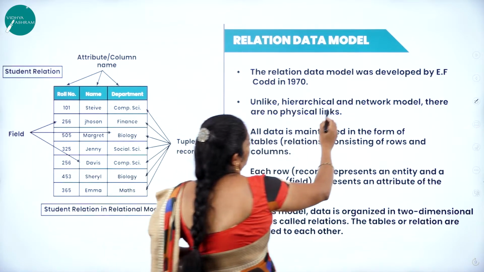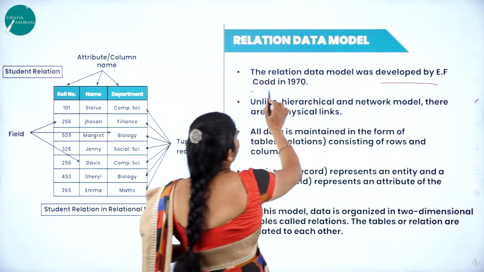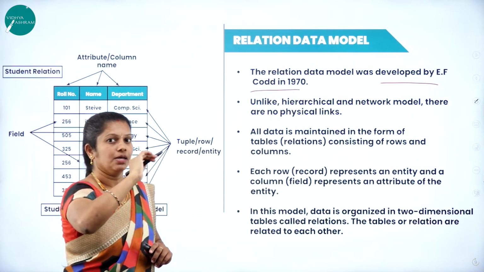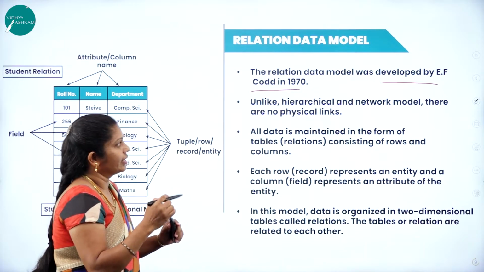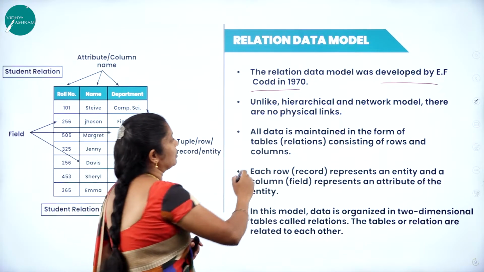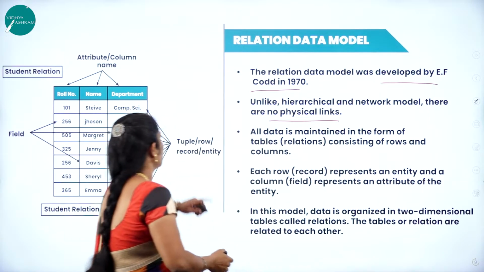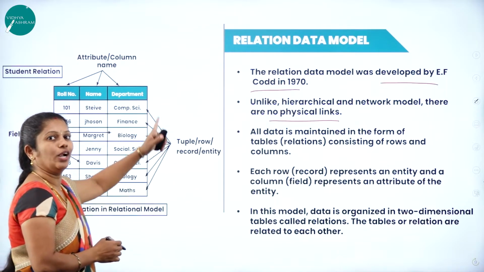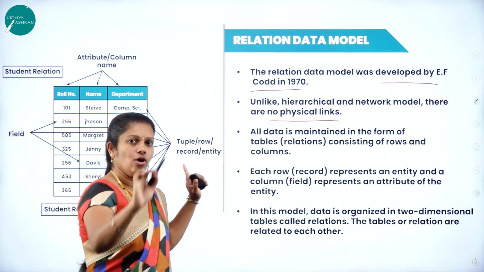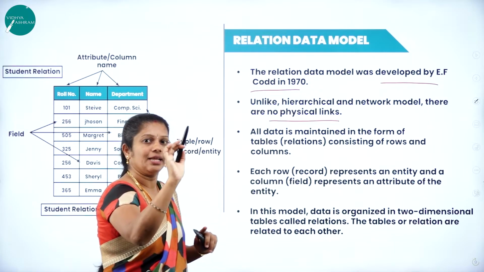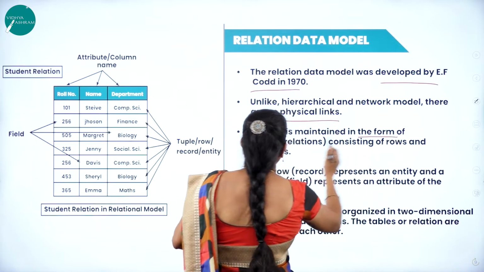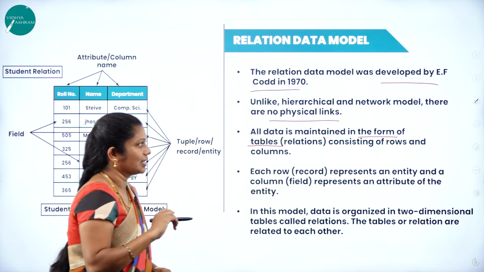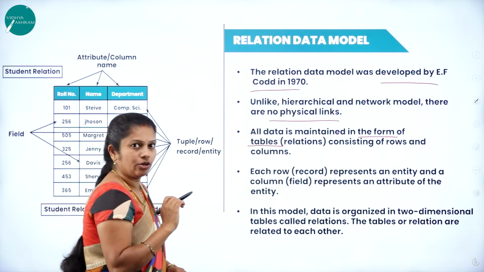See, the relational model was developed by E. F. Codd. Unlike the hierarchical and network models, there is no physical link here. There is no physical connection. One-to-one link is not there. All the data will be represented in table format only. All data is maintained in the form of tables, relations, consisting of rows and columns.